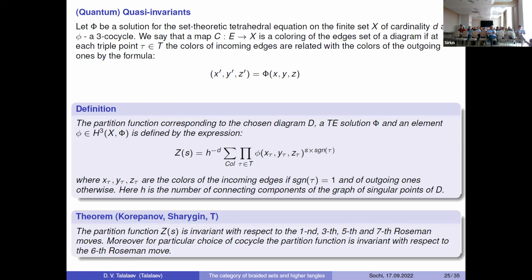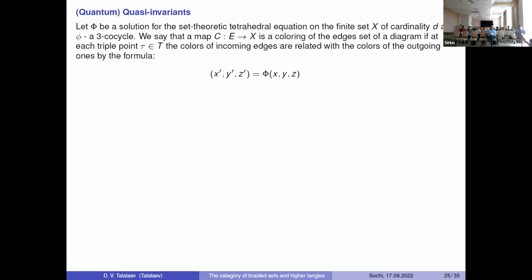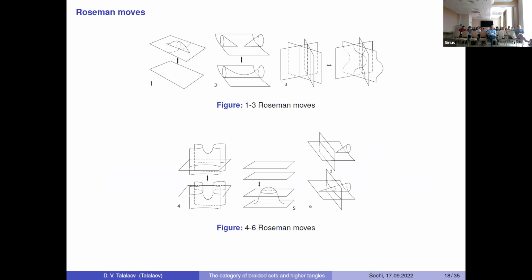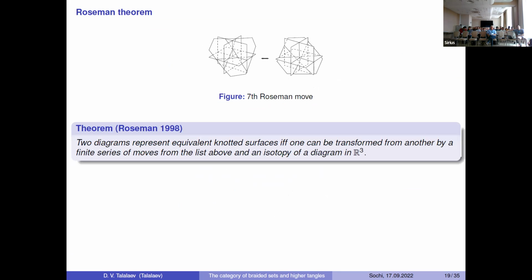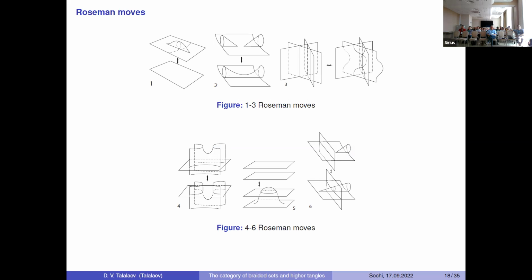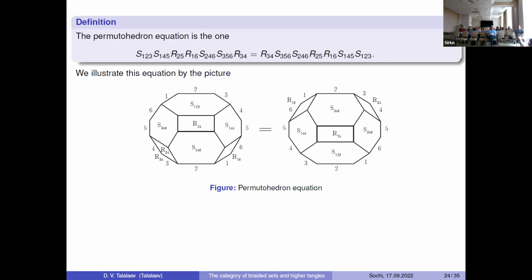And our theorem with Igor Korepanov and Georgy Sharygin states that this partition function is invariant with respect to all odd Roseman moves. And moreover, for some particular choices of cocycle, it is also invariant with respect to the sixth Roseman move. Let us return to the list of Roseman moves. The seventh Roseman move is literally the tetrahedron equation. But there are many other conditions for the partition function to be an invariant or not.